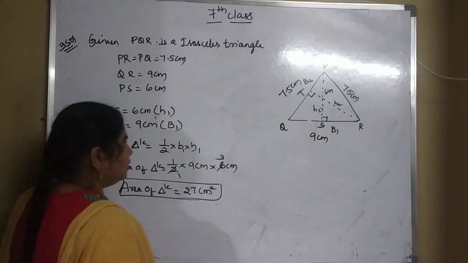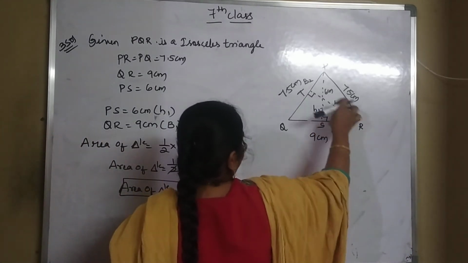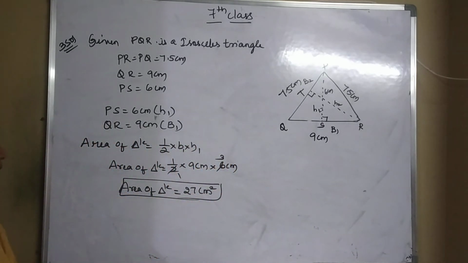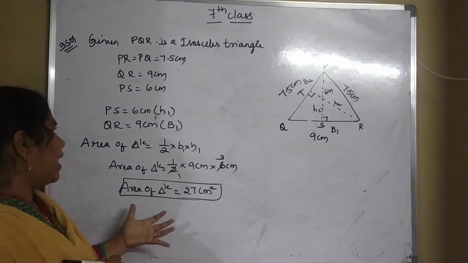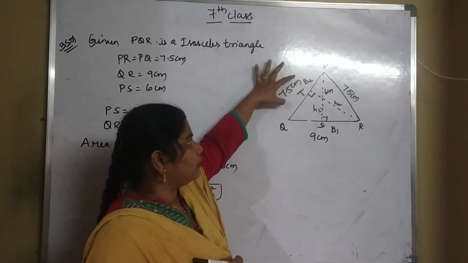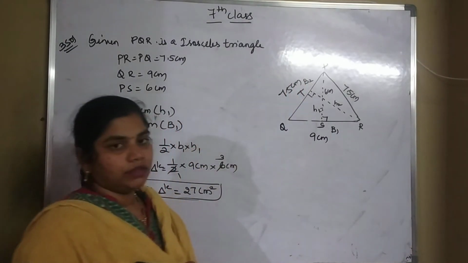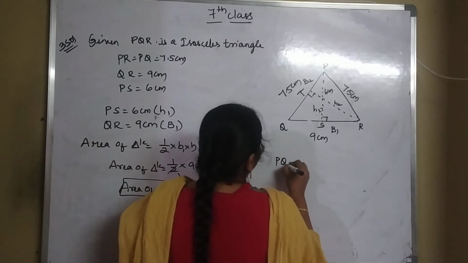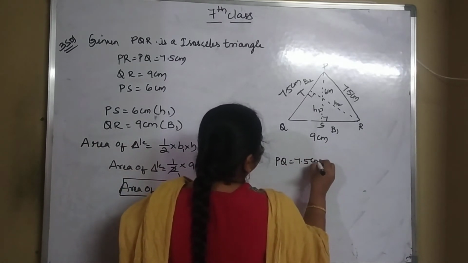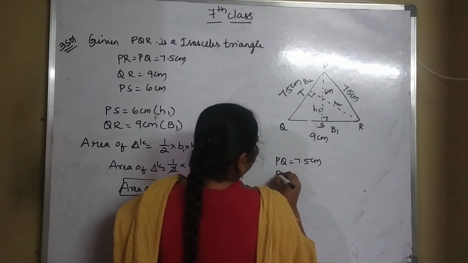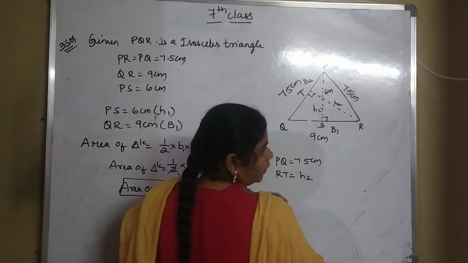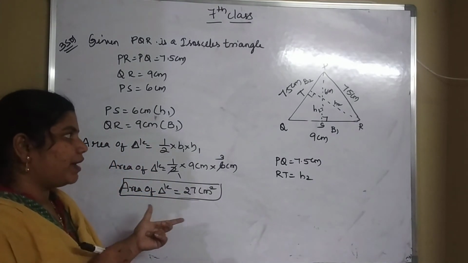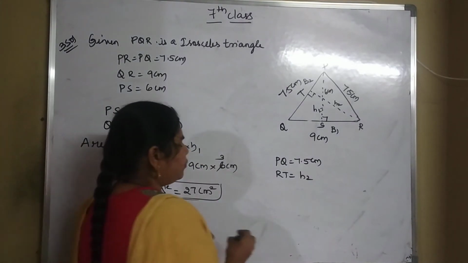So which height? This height we have to find. H2 value we have to find. So by using which values? By taking the area of a triangle and height 2 value, base 2 value, we are going to find the height 2 value. So what is the base here? Base is PQ. PQ is equal to 7.5 centimeters and height is RT, that is H2 we have to find, and by using this area of a triangle we are finding now height 2 value.